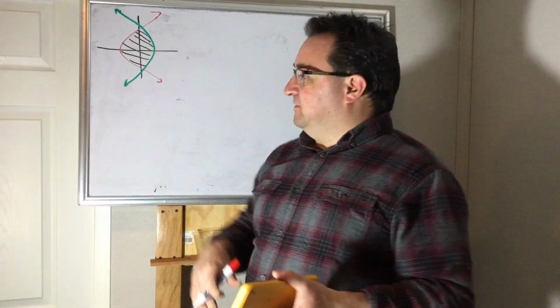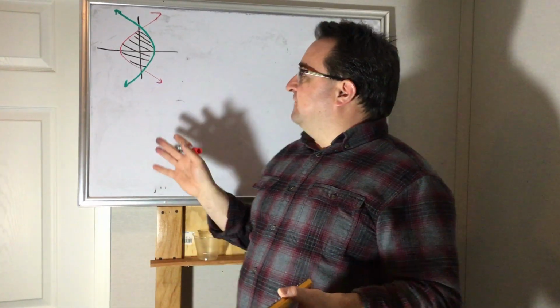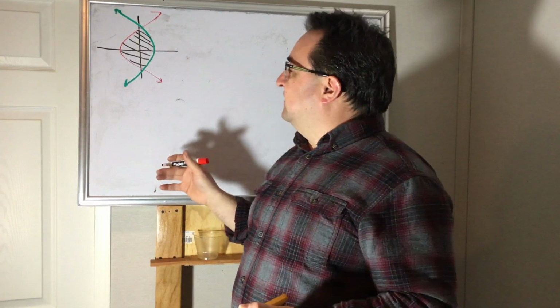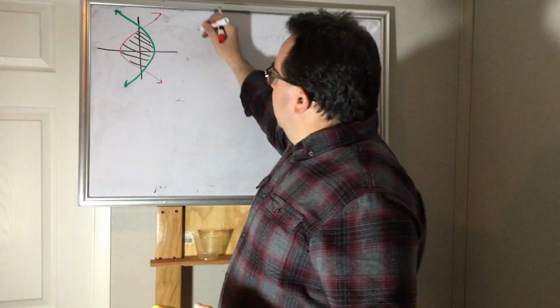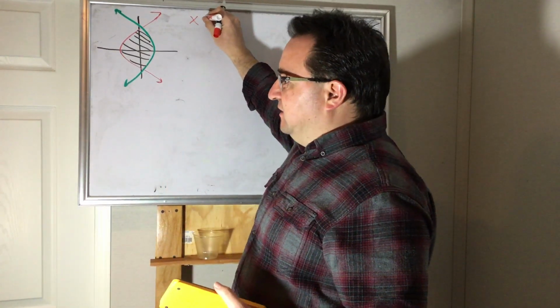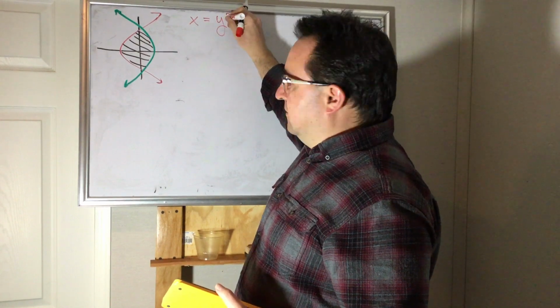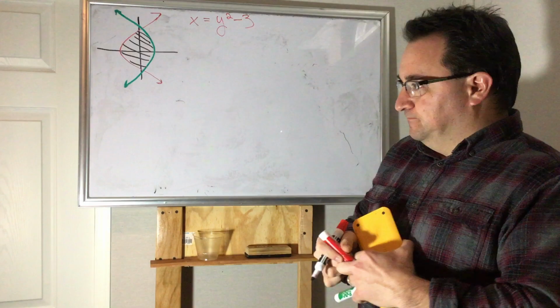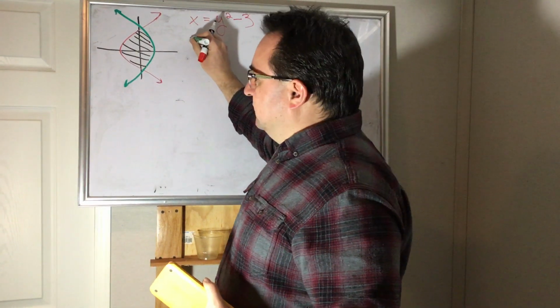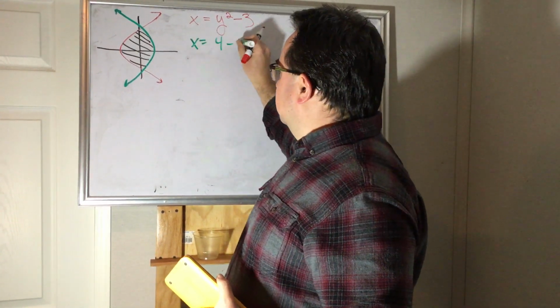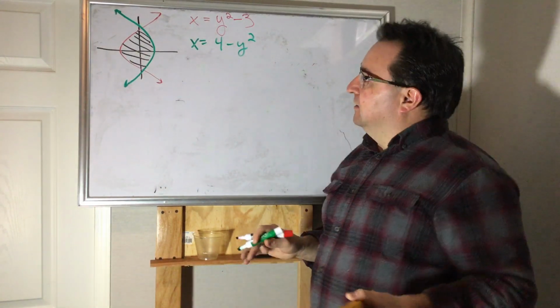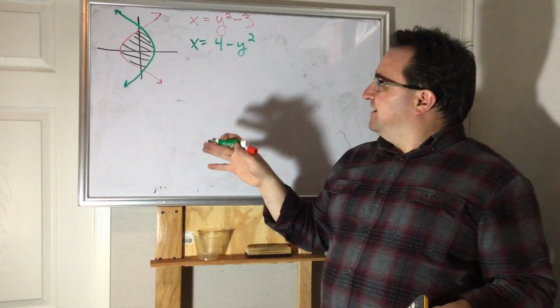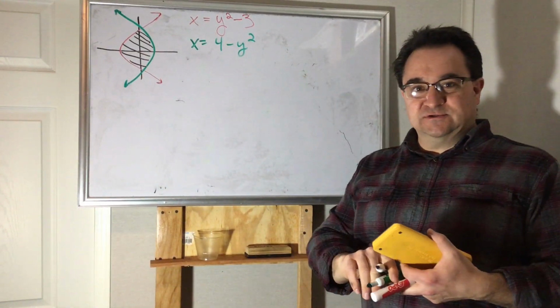So I have to give you some equations now. Now these are not functions. They failed the vertical line test. Nonetheless, red is the equation x equals y squared minus 3. And the green is x equals 4 minus y squared. So that's all I have to go on. I want that area. There's the equations.